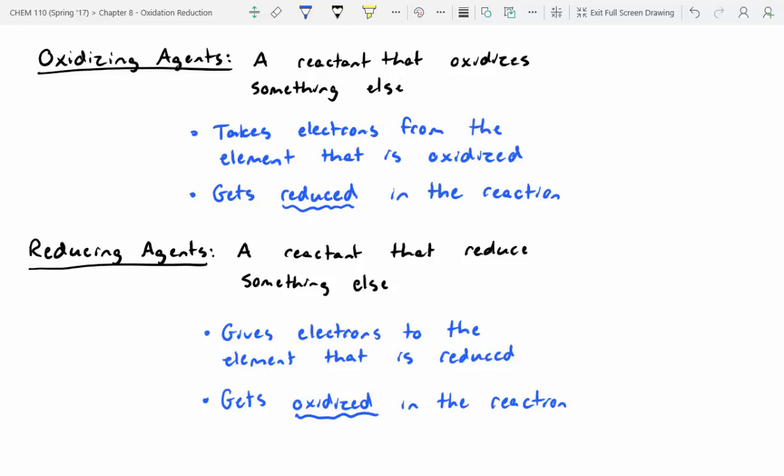So it is a little bit weird. It's like the yin and yang of redox chemistry. So let's do a few examples.